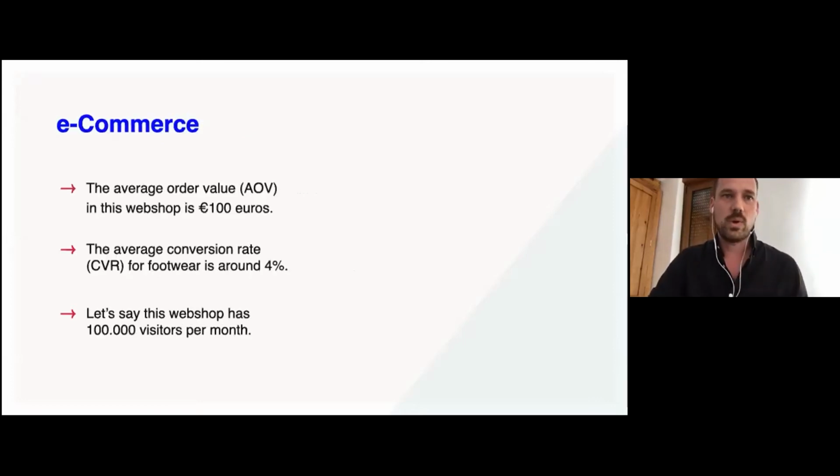Now, I run a web shop that's not necessarily optimized for accessibility. I'm selling shoes, sneakers, whatever. The average order value on this web shop is 100 euros. The average conversion rate for footwear is roughly 4%. Let's say my web shop has 100,000 visitors per month.